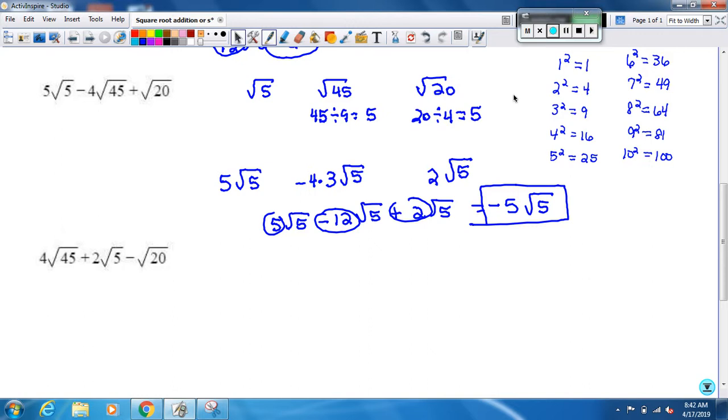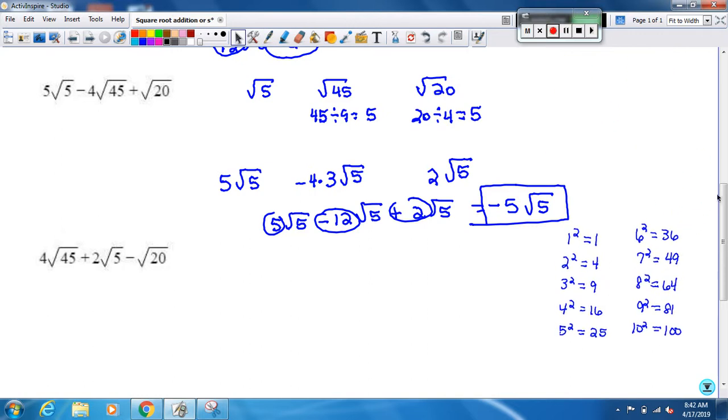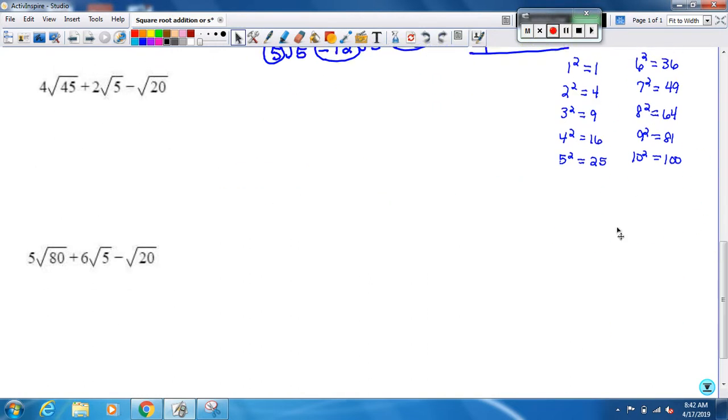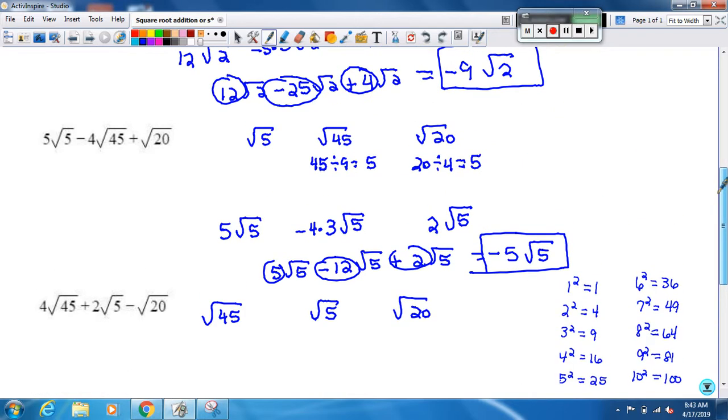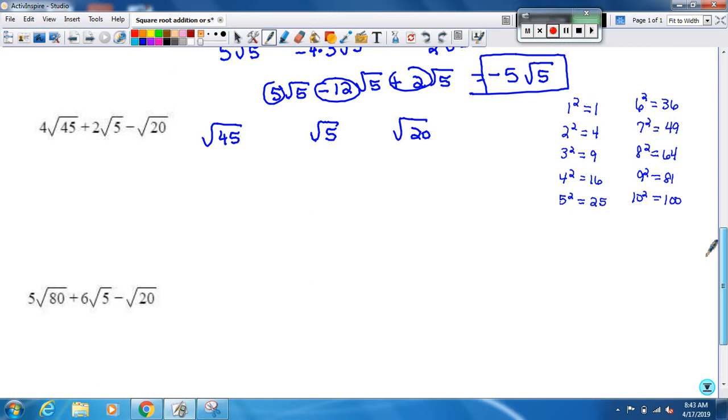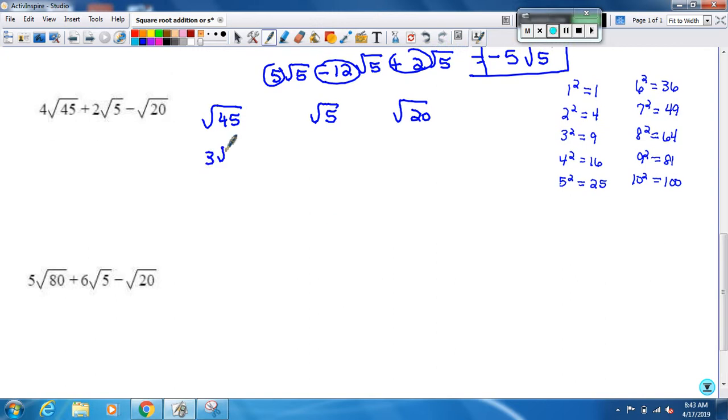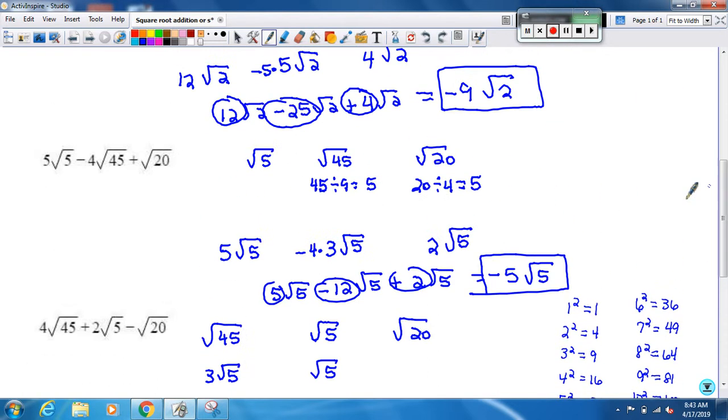And the next one, we have square root of 45, square root of 5, and square root of 20. So I think I already did some of these previously. Square root of 45 we said was 3 square root of 5. The square root of 5 does not simplify, and we already did the square root of 20 as well. It's 2 square root of 5.